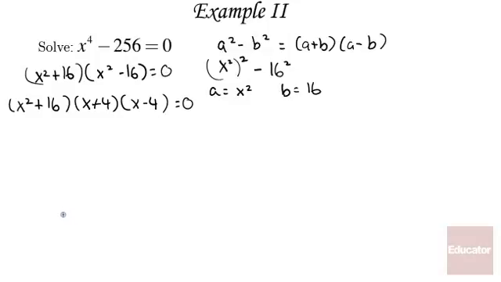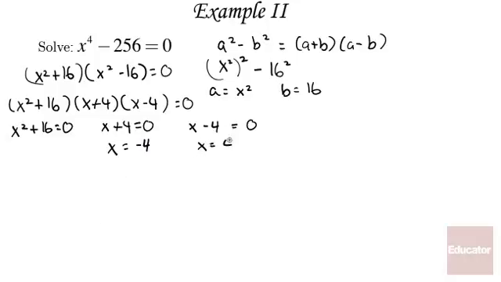Now I use the zero product property, which tells me I could have x squared plus 16 equals 0, x plus 4 equals 0, or x minus 4 equals 0. Let's work at the simpler ones first. Subtracting 4 from both sides gives me x equals negative 4. Adding 4 to both sides, x equals 4. So I have two of my solutions.